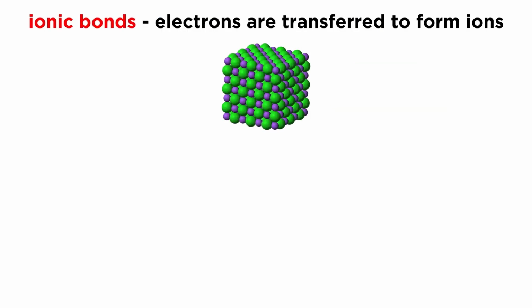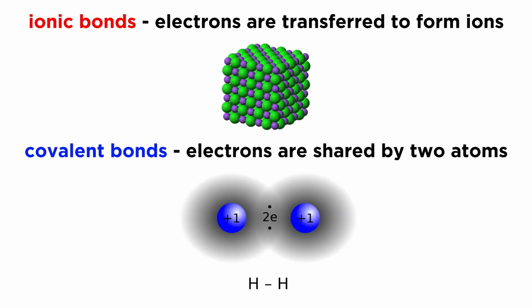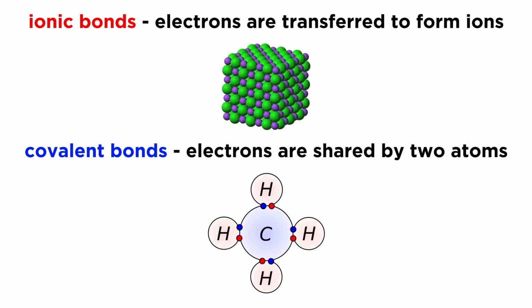So that covers the first type of chemical bond, but very frequently elements will not transfer electrons from one atom to another. Rather, they will share electrons to form covalent bonds. These can occur between atoms of the same element, like two hydrogen atoms, or between different elements that don't have such dramatic differences in electronegativity, such as carbon and hydrogen, that will share their valence electrons.